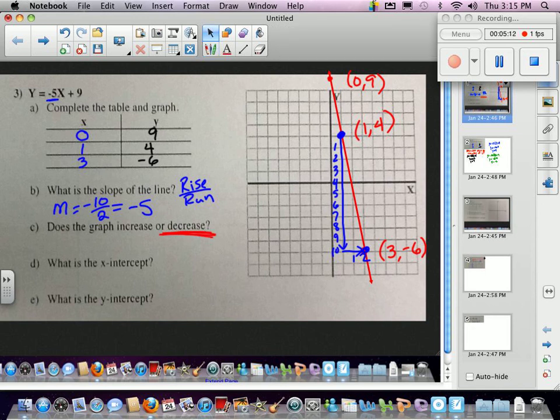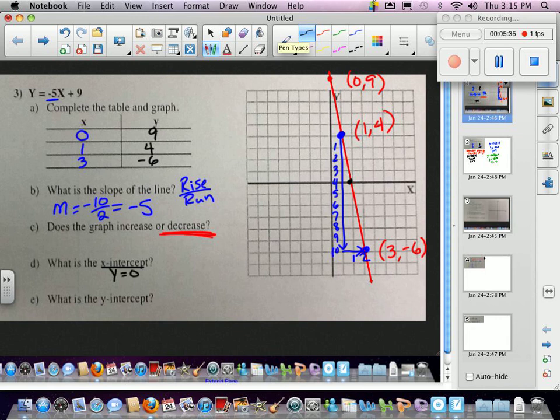The x-intercept is going to be where it crosses the x-axis, which it looks like it might be 2, but it's actually not quite 2, all right? It's not perfectly touching. So when we look at the x-intercept, what we're looking for is the value of x when y equals 0, okay? So y equals 0. We're going to substitute that in and solve.